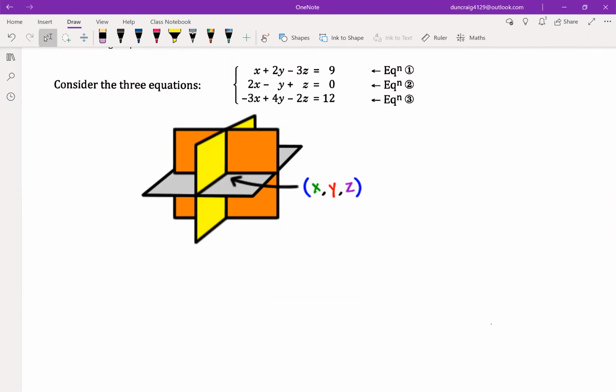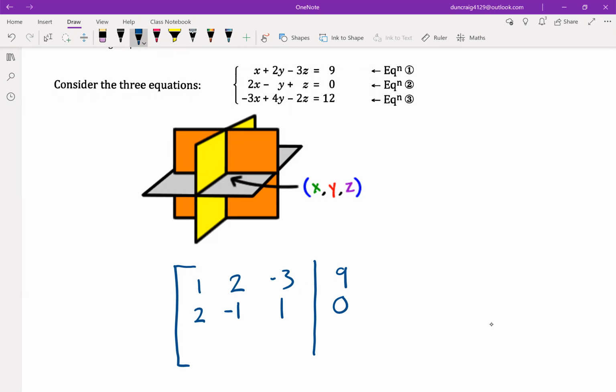So I'm going to rewrite our three equations here in a matrix. The coefficients for the first row are 1, 2, -3, and 9. So I'll write it out as 1, 2, -3, and put a little spacer there as our equals, and then we've got 9. Our second row is 2, -1, 1, 0. And for our third one, we've got -3, 4, -2, and 12.